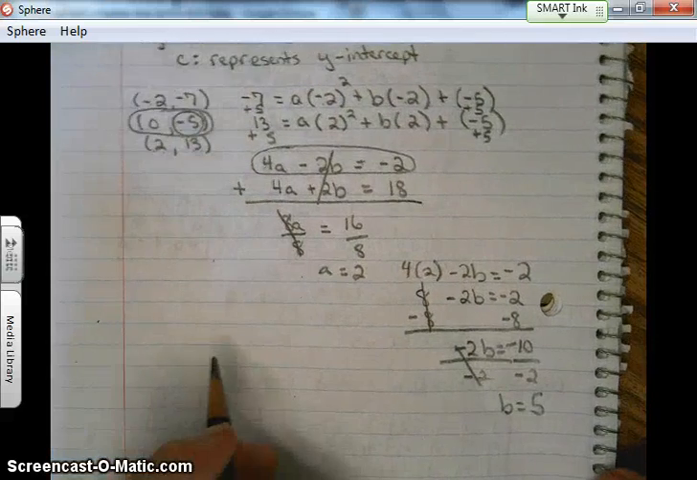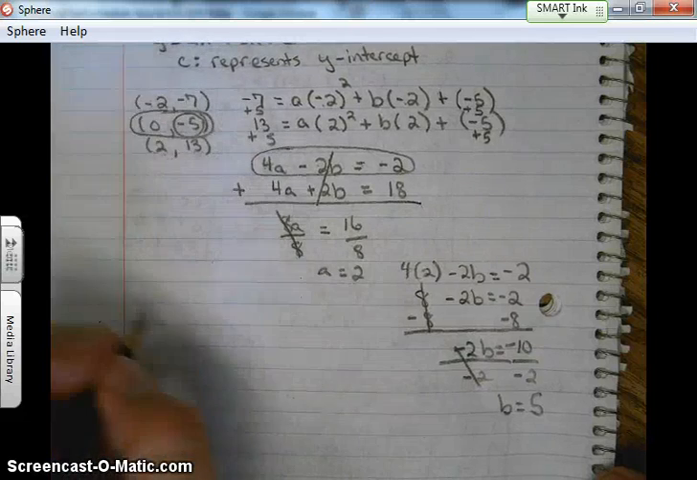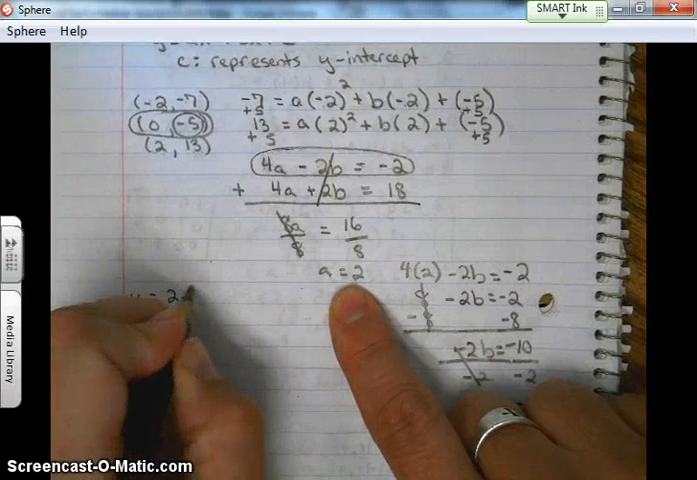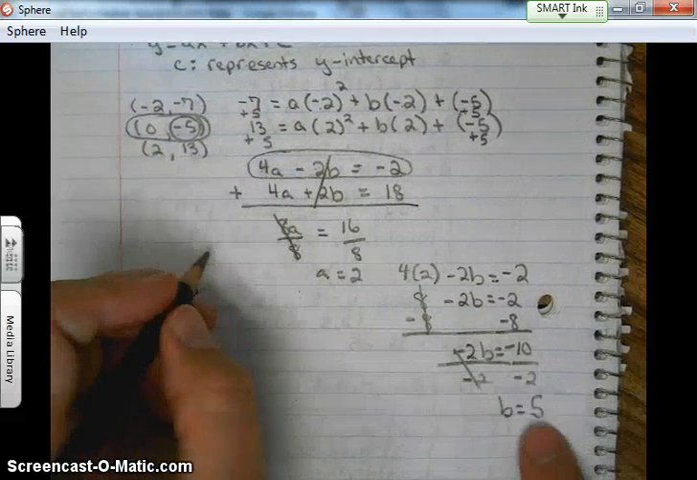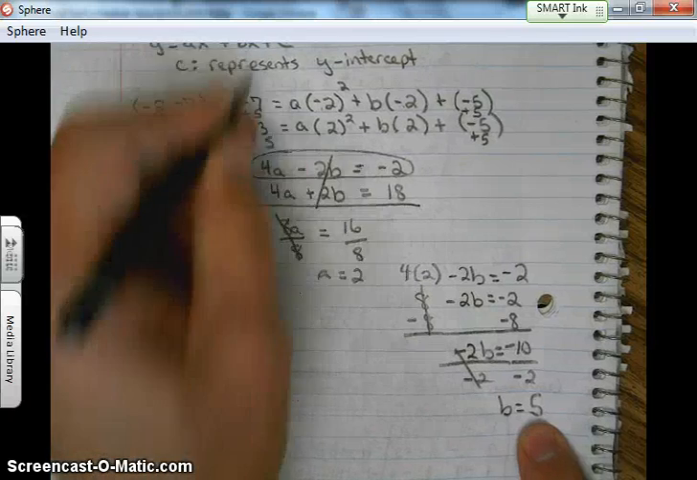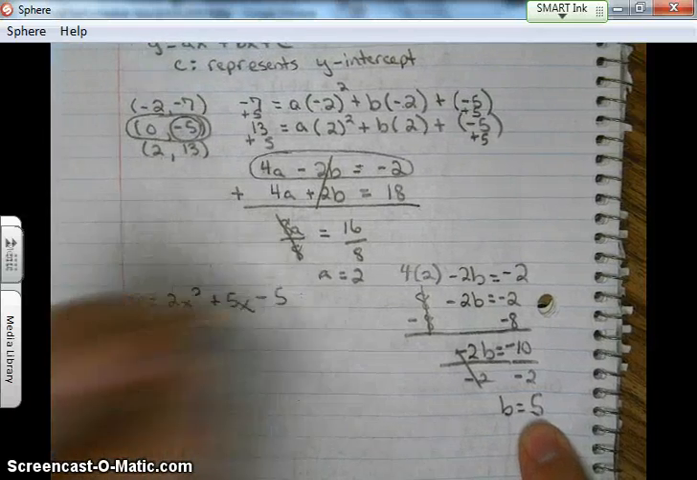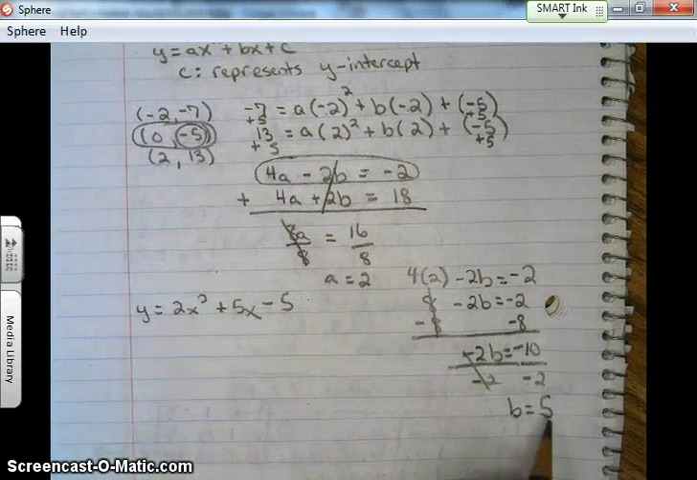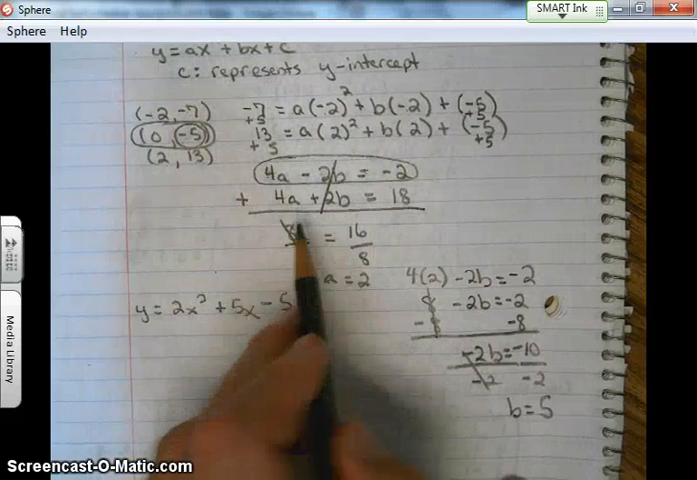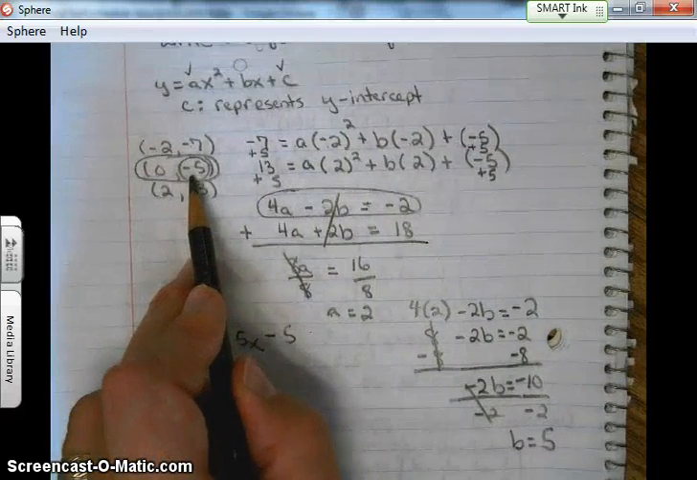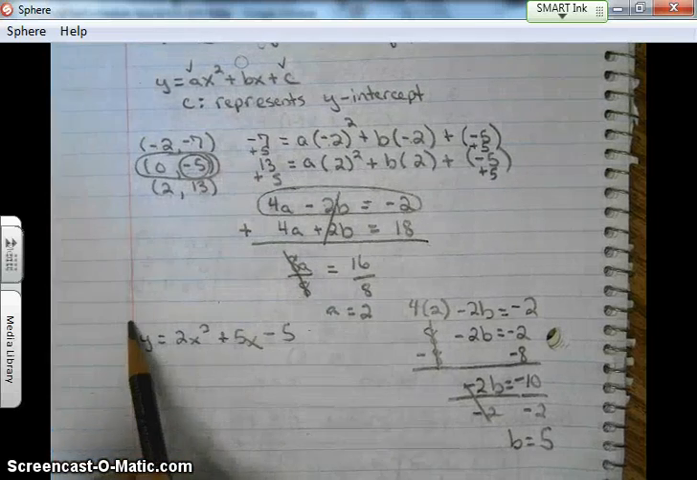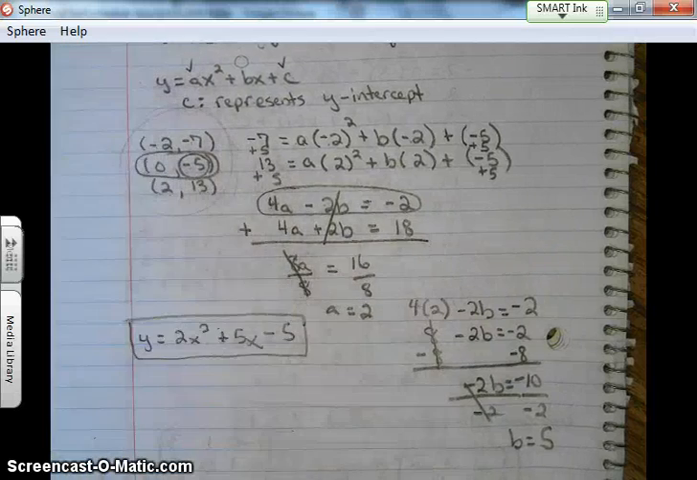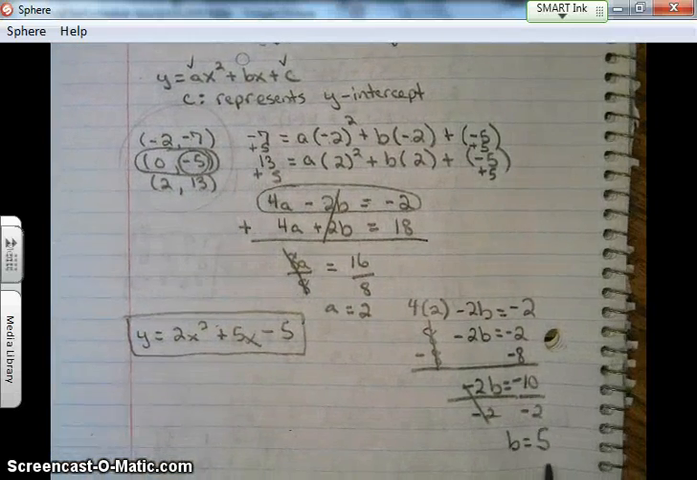So what do we have now? So we know the equation. So y equals 2x squared plus 5x minus 5. 2 goes in for A, 5 goes in for B, and our y-intercept is -5. That goes in for C. So there's our equation for these 3 points.